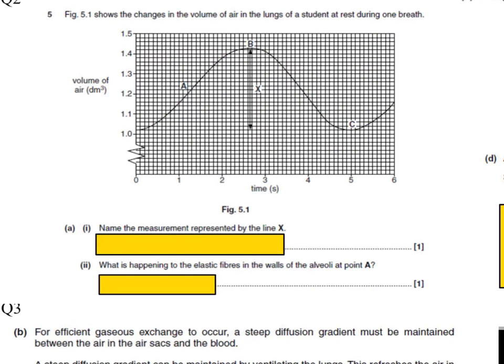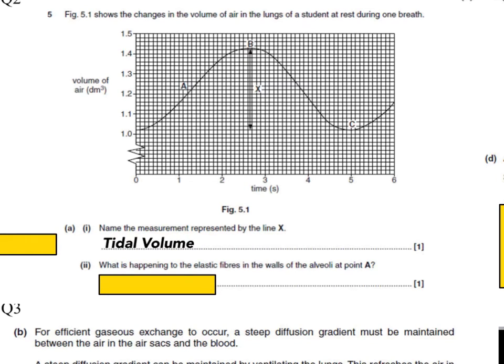Next question says it shows the changes in the volume of air in the lungs of a student at rest during one breath. Now the question is, name the measurement represented by the line X. I had a few answers here like forced vital capacity. Remember, this is just at rest. We're not breathing out very hard or breathing in very hard. We're not forcing anything out, so it's not forced vital capacity. This is simply tidal volume.